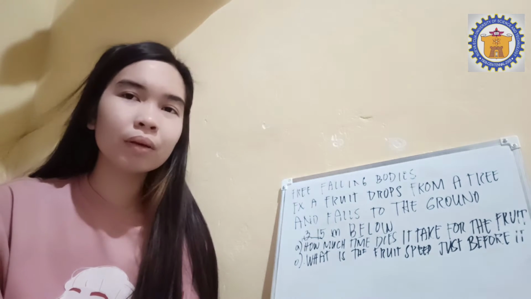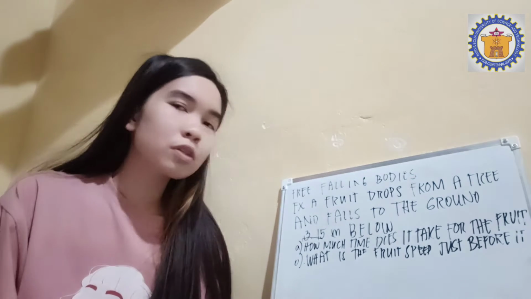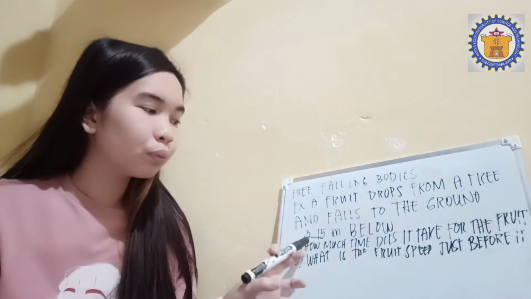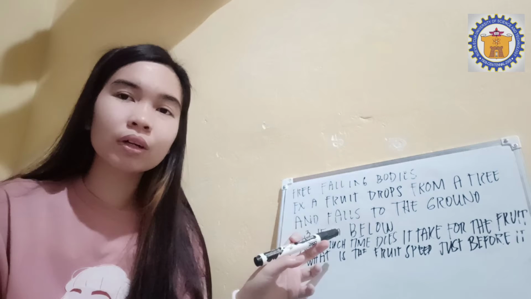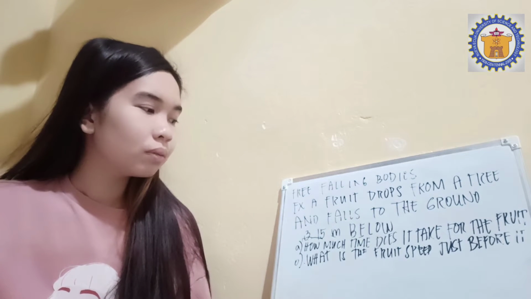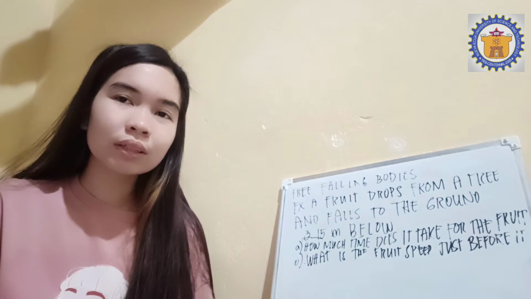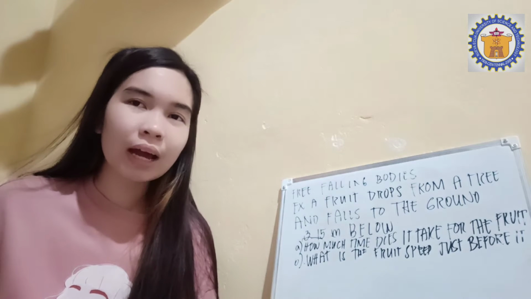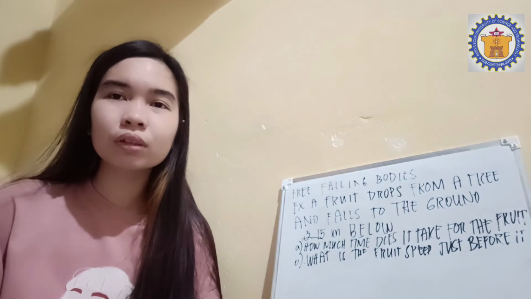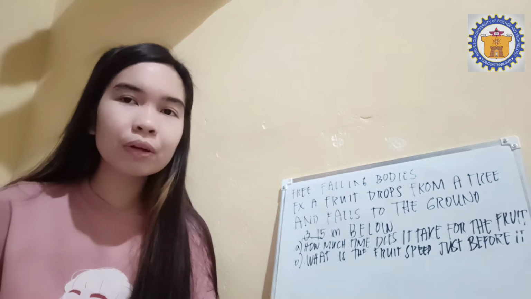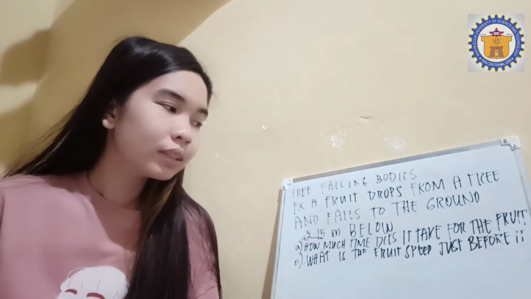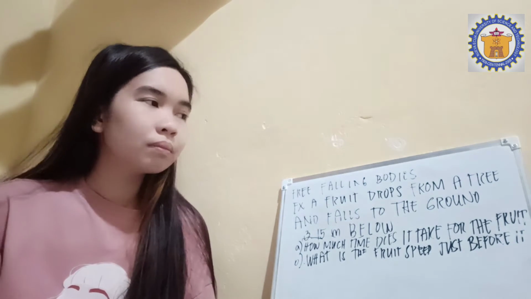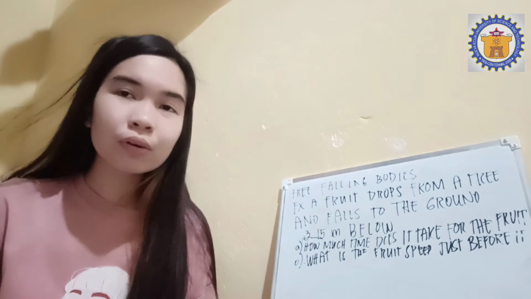first problem. Sabi dito sa first problem, a fruit drops from a tree and falls to the ground 3.15 meters below. May dalawang question, si letter A and si letter B. Letter A: how much time does it take for the fruit to reach the ground? Letter B: what is the fruit's speed just before it hits the ground? So, para ma-explain ko na maayos, drawing ko lang yung given scenario.